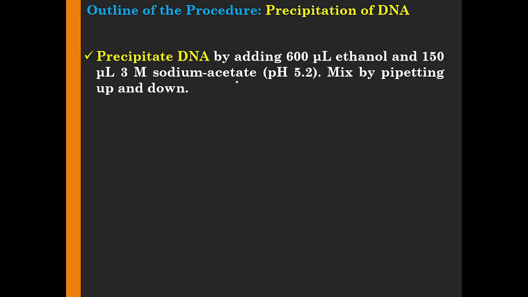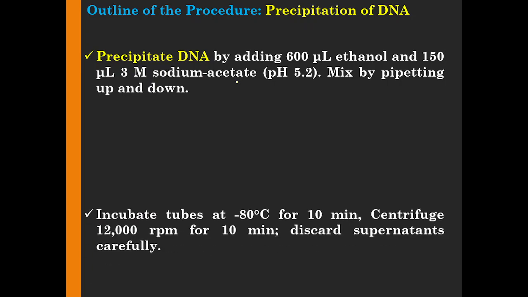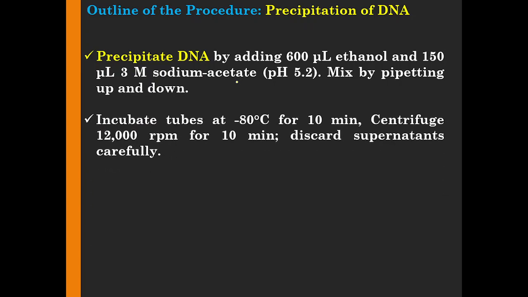With the addition of sodium acetate or other salts, the polarity of the DNA changes, and you are taking out all the water molecules so that the DNA will precipitate. Then, to speed up the process, it has been observed that if you incubate the samples at minus 80 degrees for 10 minutes, or if that is not available, at minus 20 degrees for say 1 hour, the yield of the DNA or the precipitation process increases.